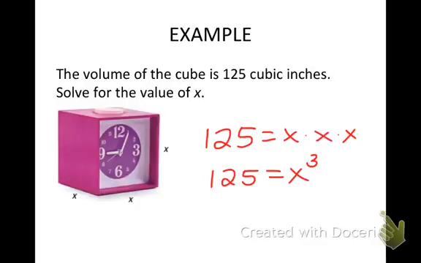Oh, it's 5. It is 5, isn't it? How can we do that on our calculator? To undo a square, we take the square root. Do we know how to undo a cube root? Yeah, there's one with a 3 on it.